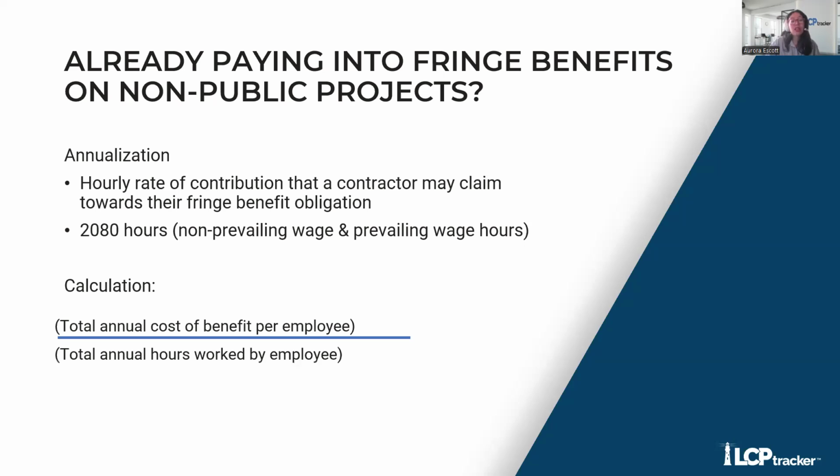And yes, you would need to annualize per employee. You can't group them all together and create an average like that. That's a no-no. The annual cost to you would include administrative expenses from your third-party provider, but it would not include your own administrative expenses, like the amount of time it takes your payroll clerk to calculate your benefit costs. And then you would divide that by the total annual hours that your employee worked. This is where that 2,080 hours would come in handy.